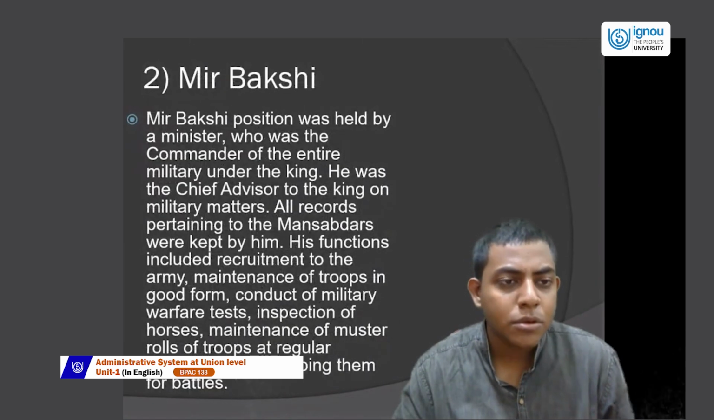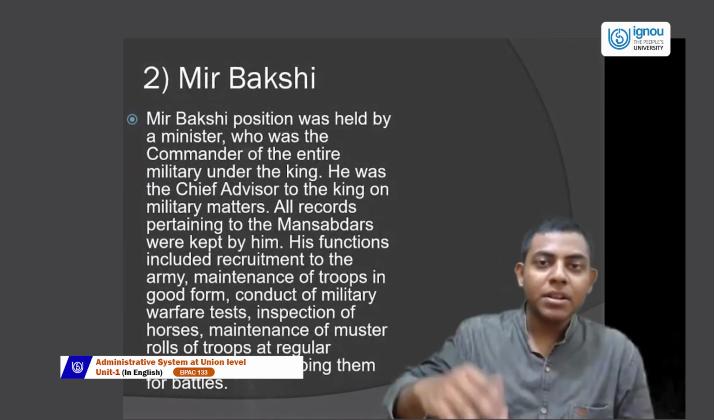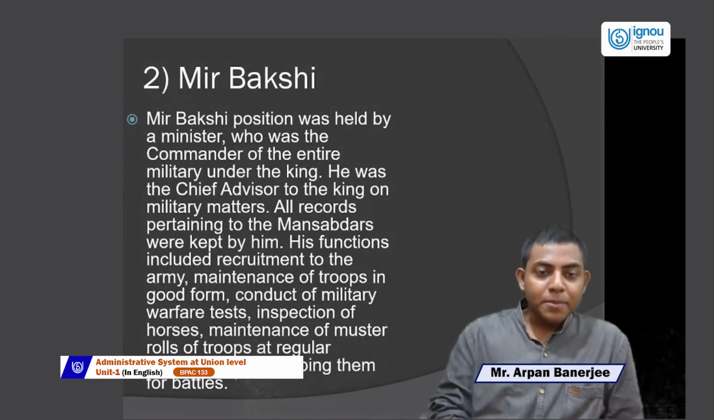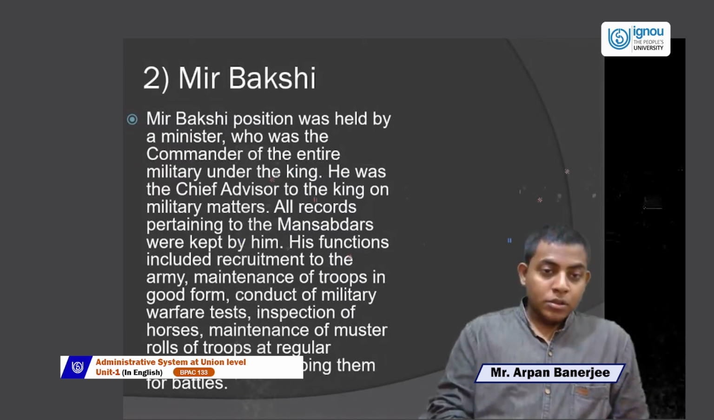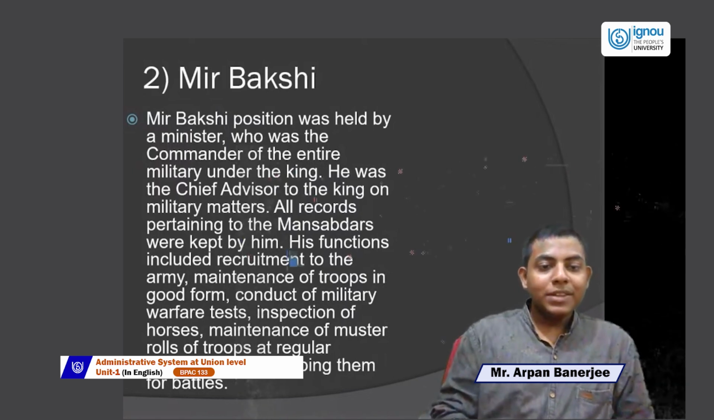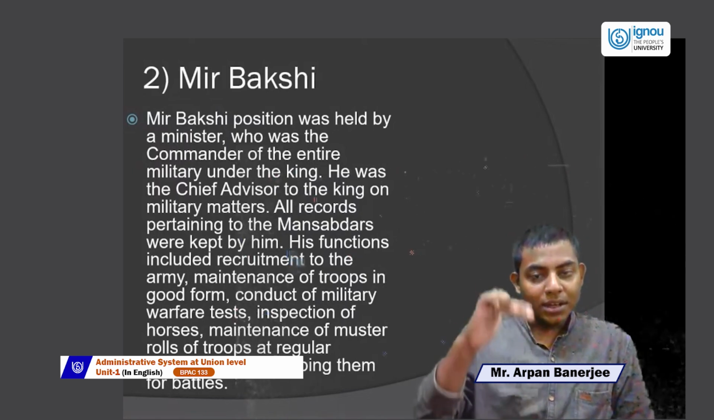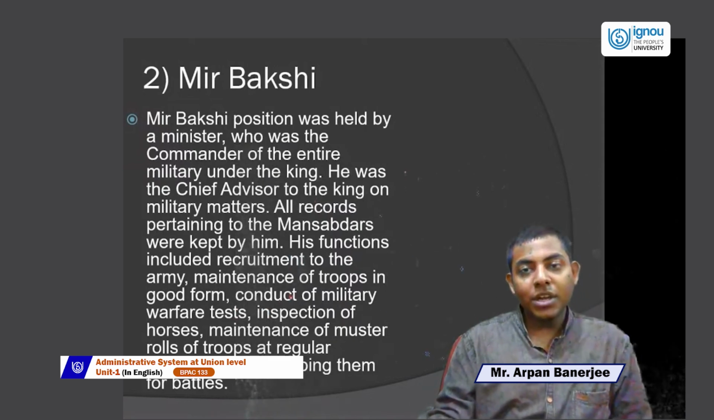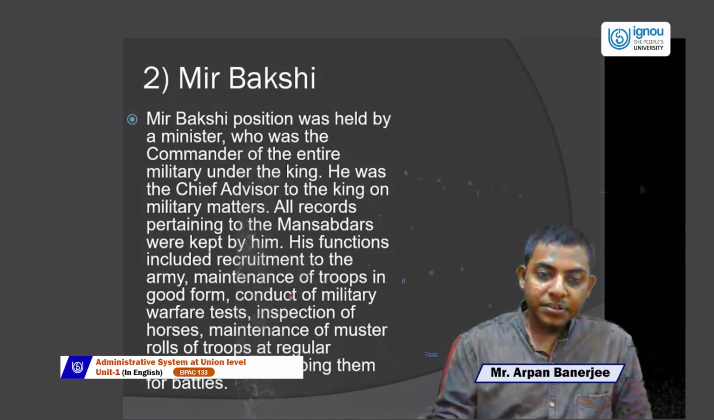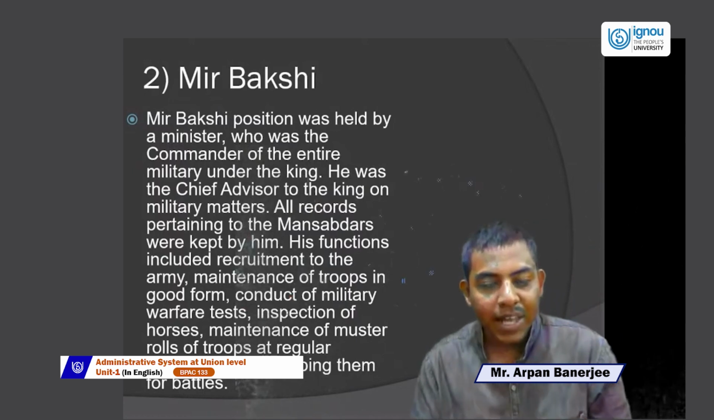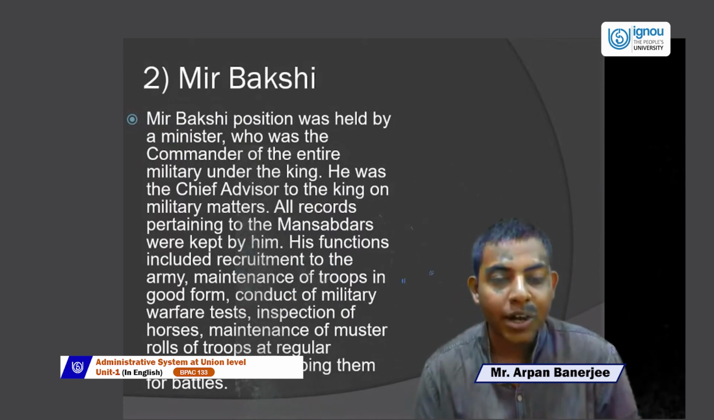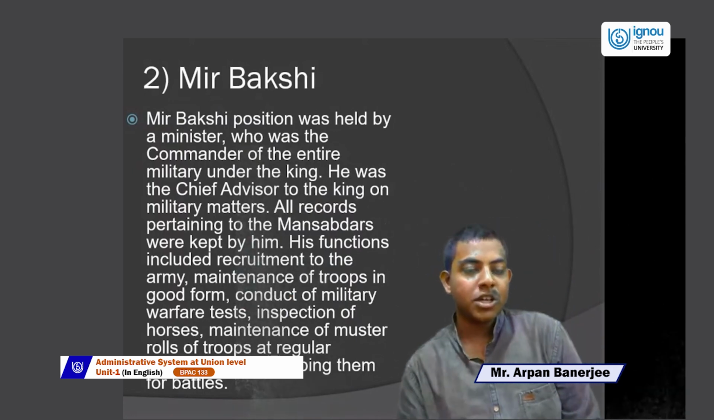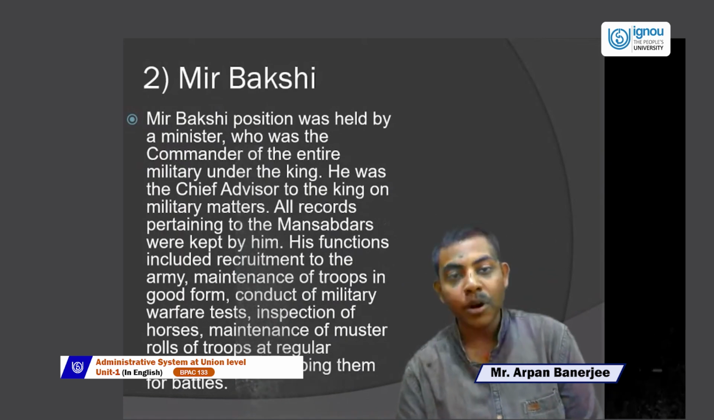Moving on, the second most important institution at the central level was that of the Mir Bakshi. Now the Mir Bakshi was the commander of the entire military, which was under the king. And the Mir Bakshi was also the chief advisor to the king on military matters. Because the Mughal Empire was engaged in a lot of wars and territorial conquests, the position of Mir Bakshi became all the more important.